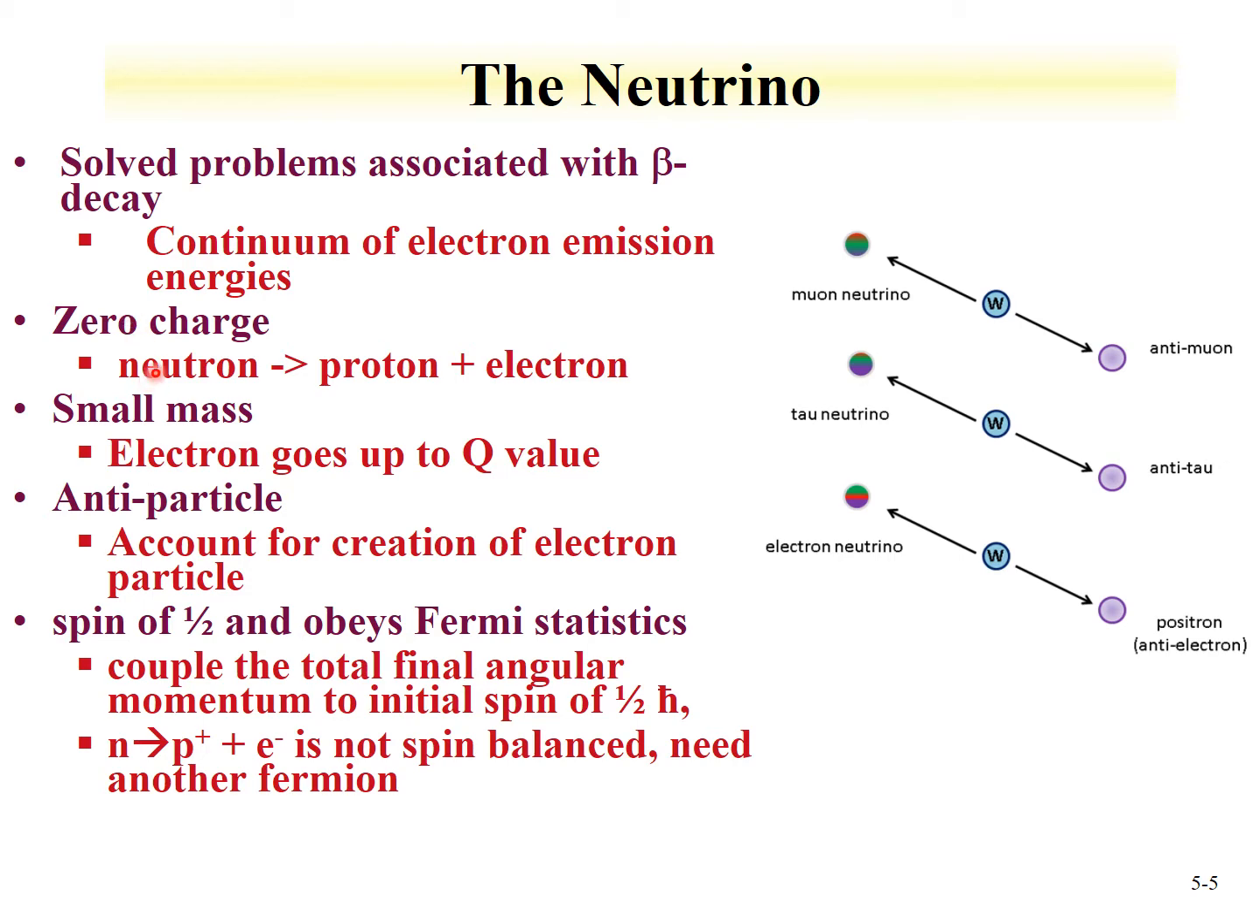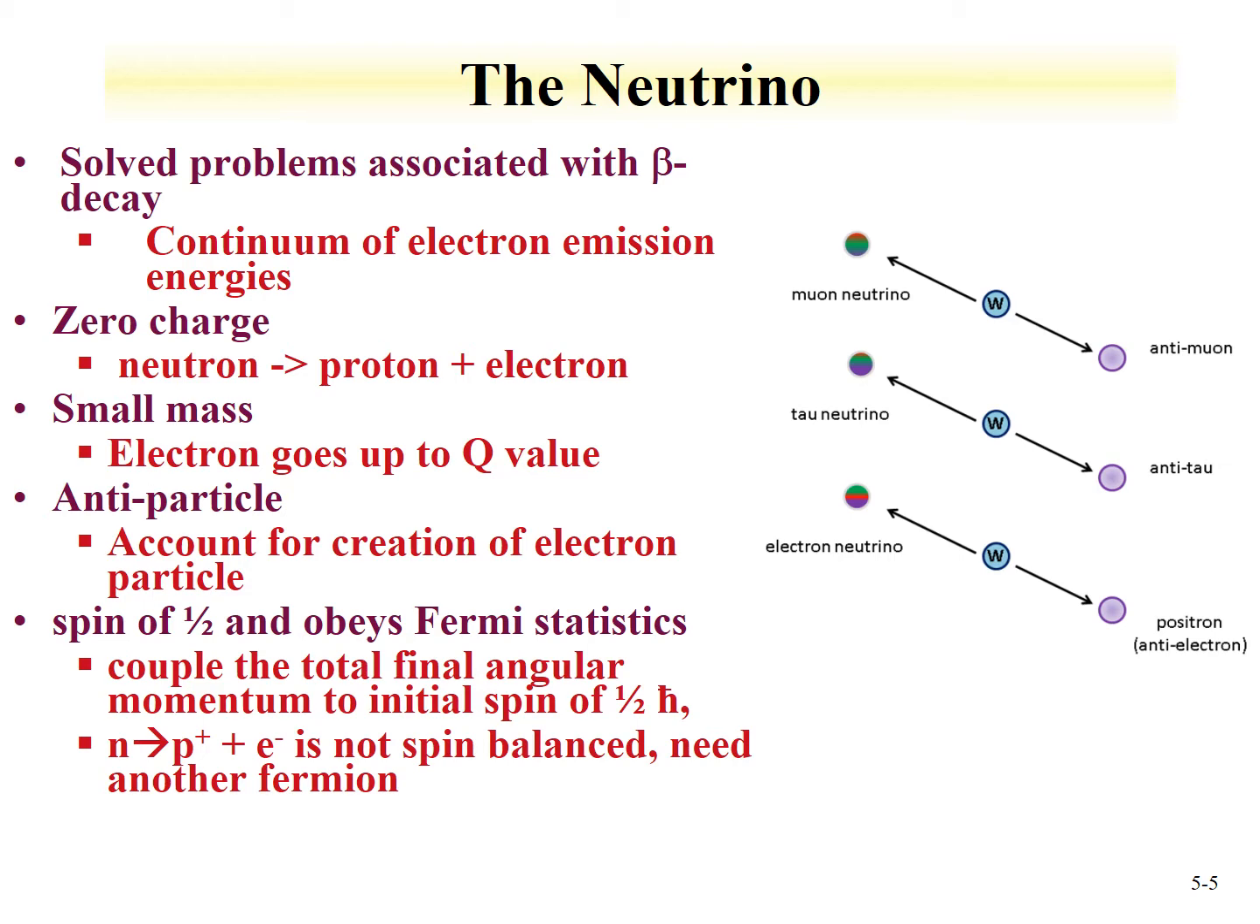For instance, if I convert a neutron into a proton and an electron, I have charge balance. So whatever this particle is that is taking away some of the energy so that the electron that's emitted can have a range of energies, it can't have a charge. It also has a very small mass, because we see that the electron energy that's emitted from beta decay can actually go up to the Q value. So when we say small mass, we also mean possibly no mass.